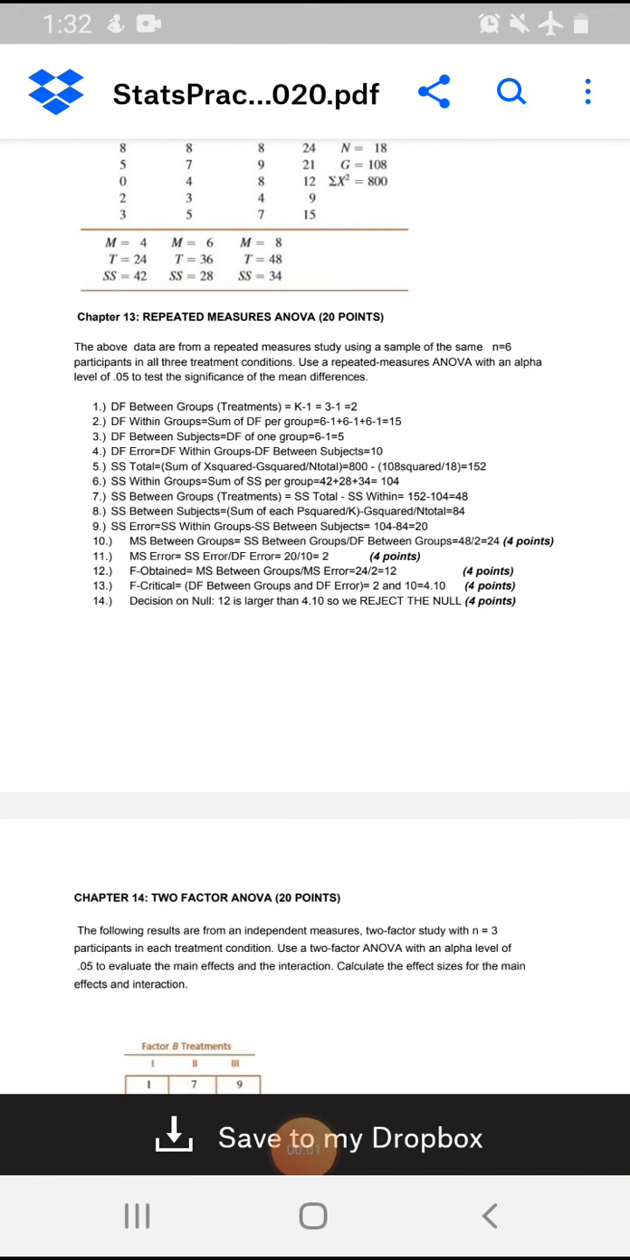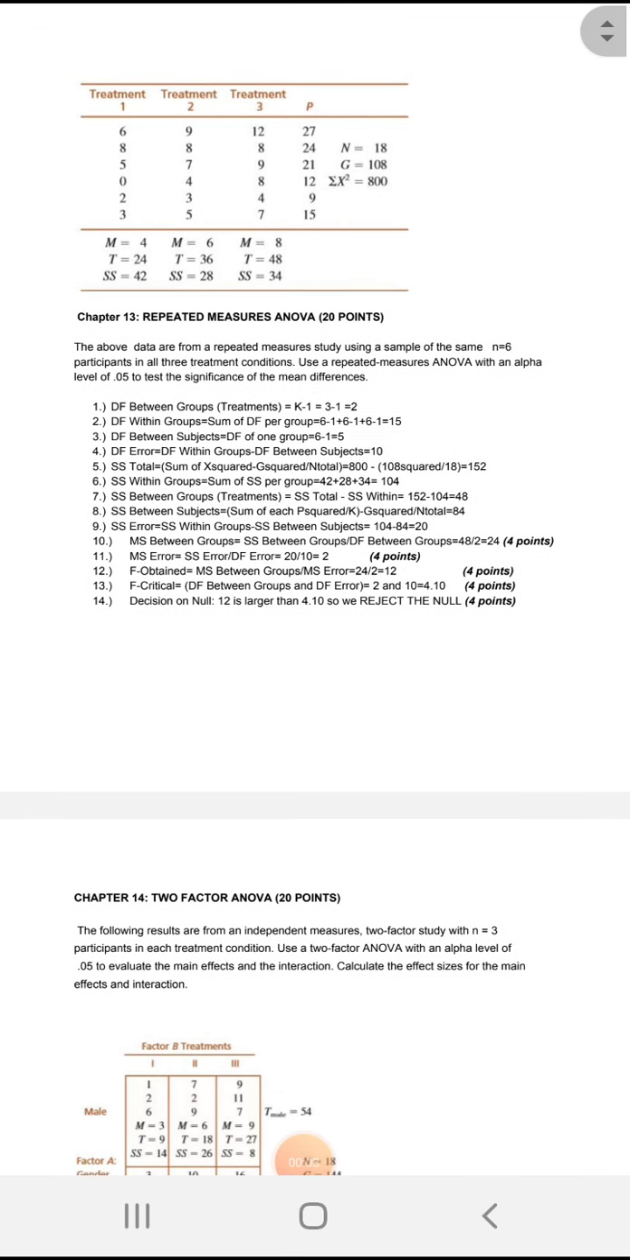All right, this is the review for the final. This is the final review sheet that you all have on Blackboard. It covers chapters 13, 14, 15, 16, 17, and 18. I'll go through everything step by step, starting with chapter 13, repeated measures ANOVA.